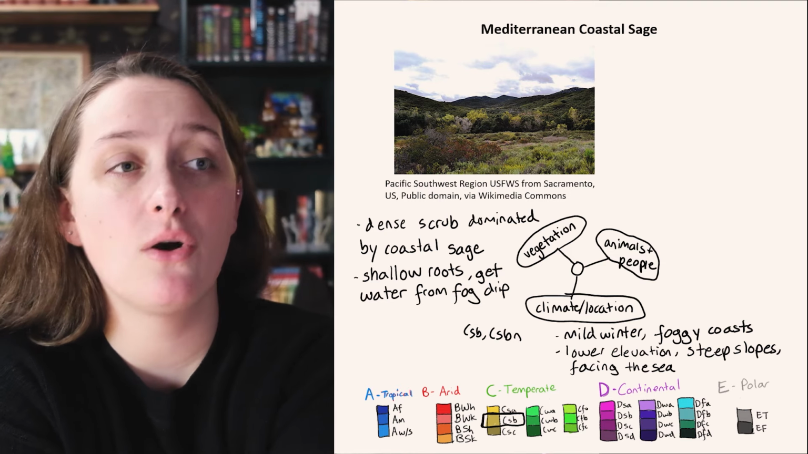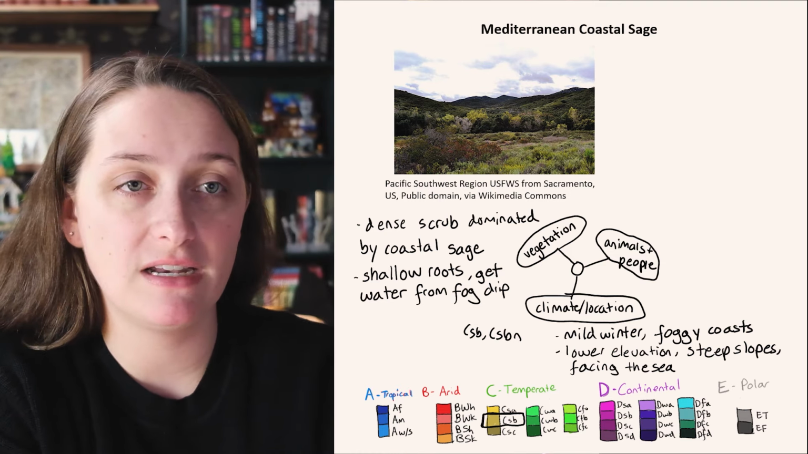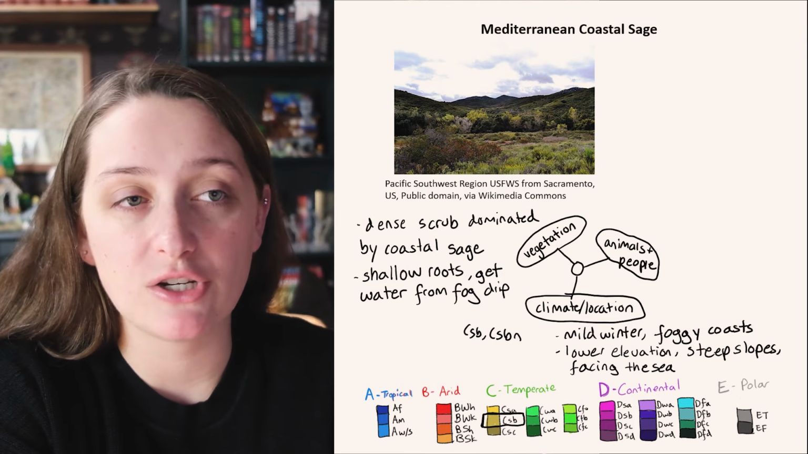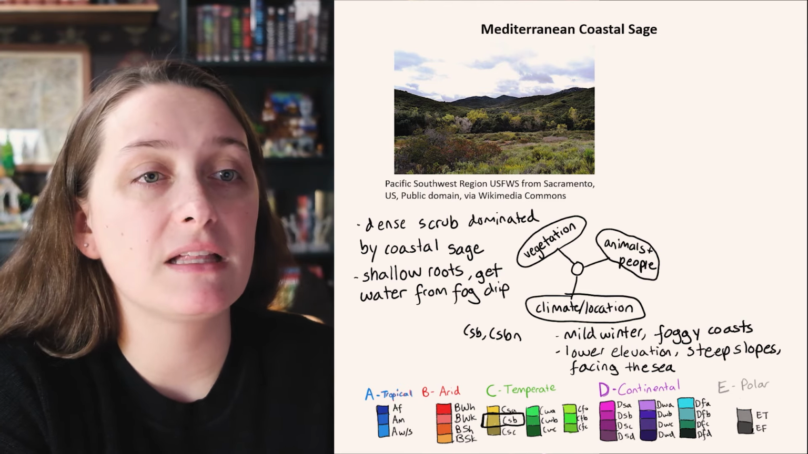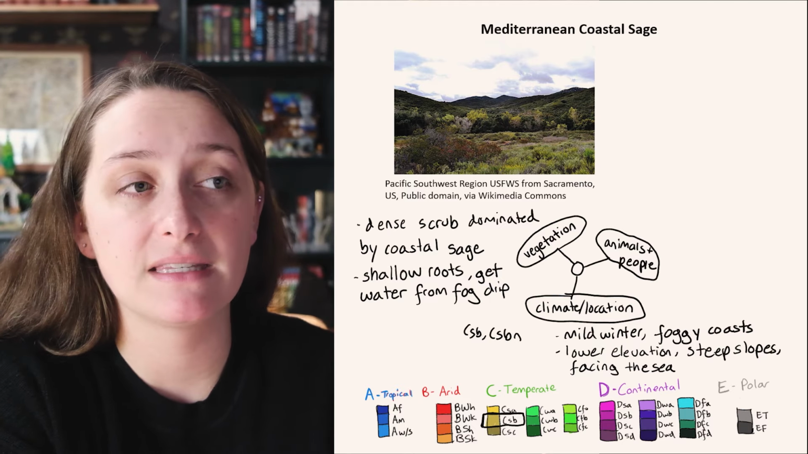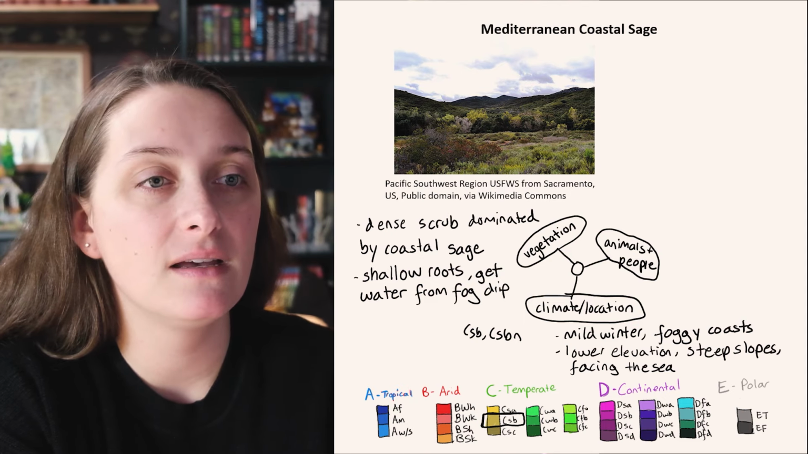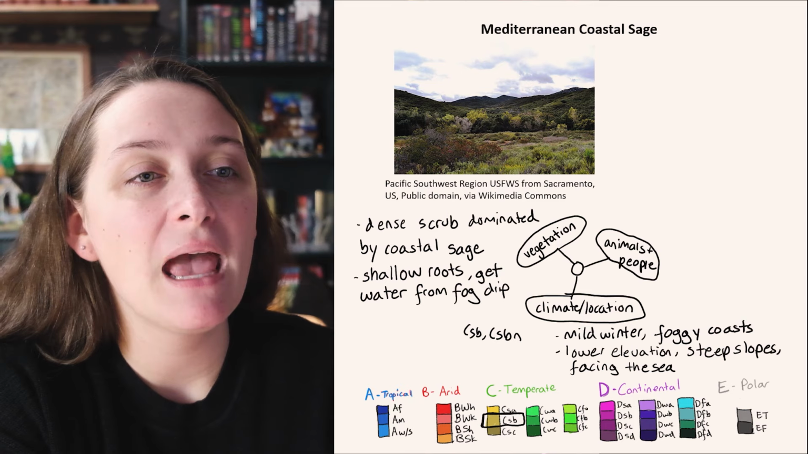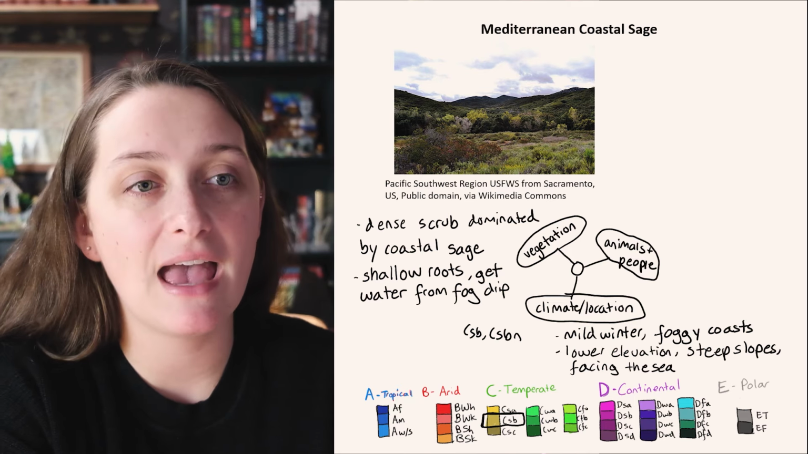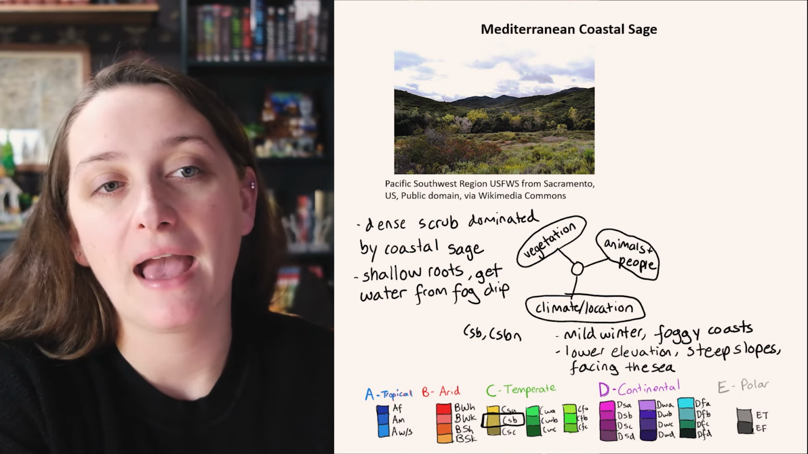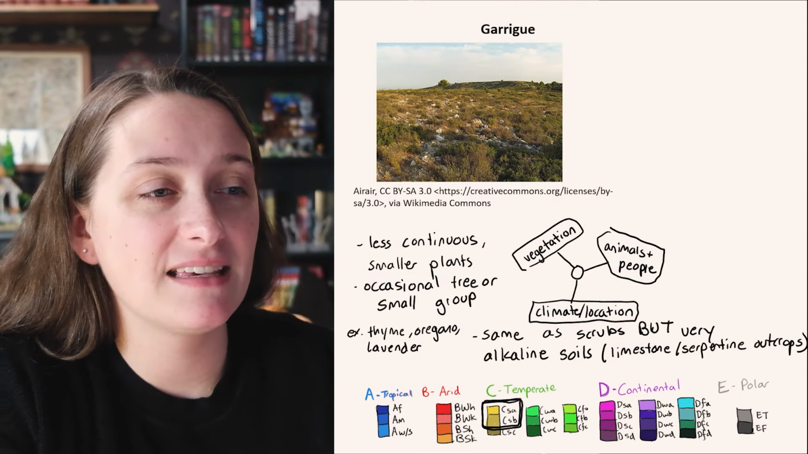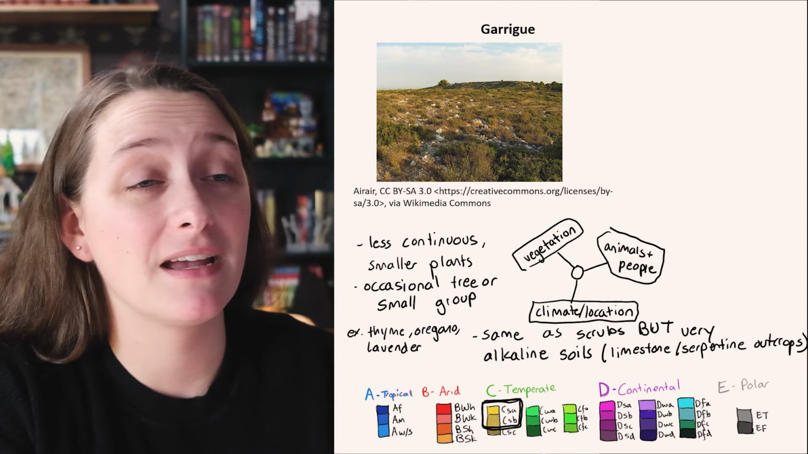So then we have Mediterranean coastal sage, and this is very similar to Mediterranean scrub, but it's a slightly different variety in climate. It's typically found where you have mild winters, especially on foggy coasts, typically at lower elevations than Mediterranean scrub, and facing the sea. It will not be found far from the sea, and it's typically found on steep cliffs. Instead of a deep root system like you find with the Mediterranean scrub, they have shallow roots, and their way to get water is that they capture fog drip during summer droughts, which is how they have adapted. Next is garrigue. I am so sorry.